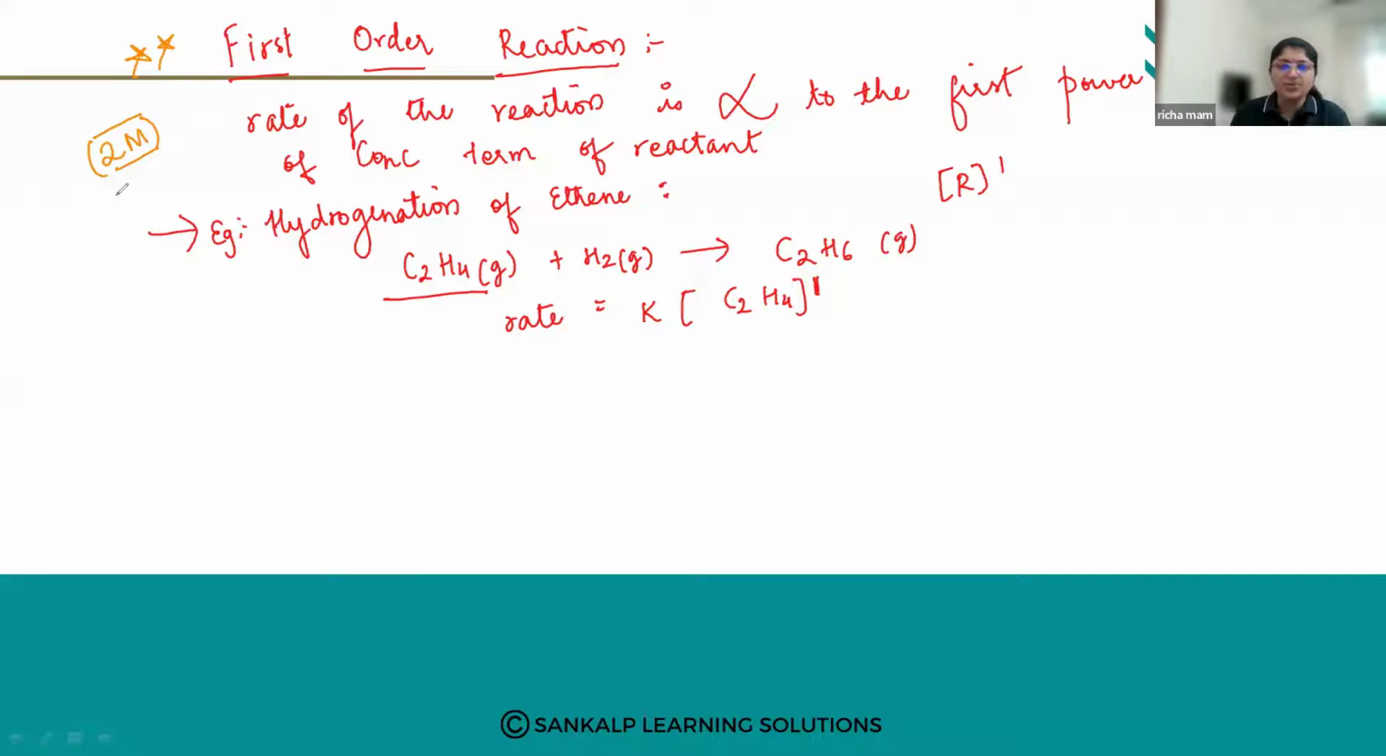So whatever important things I have told, please study them thoroughly. Practice the rate constants for both today, zero order also and first order also. Got it? Okay.